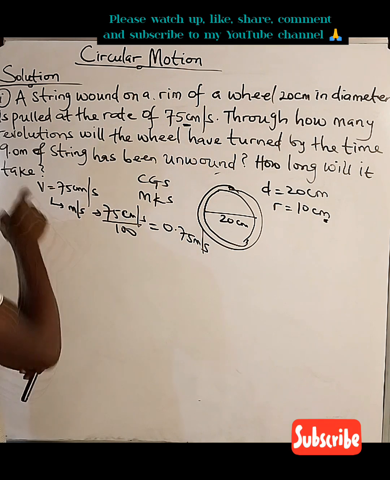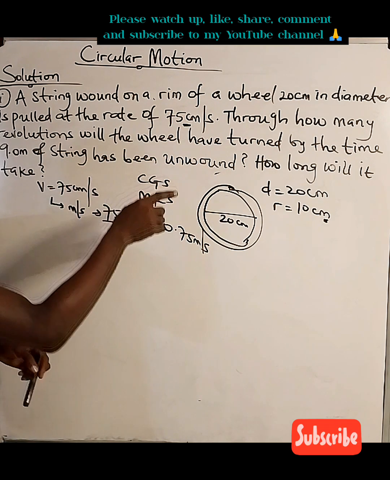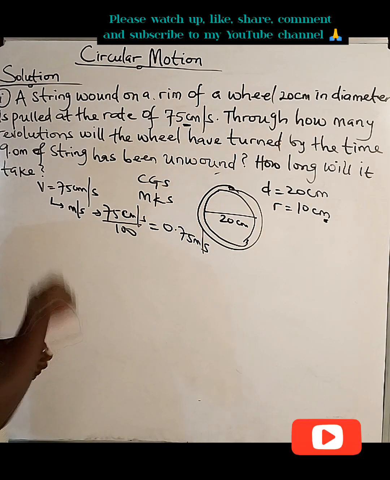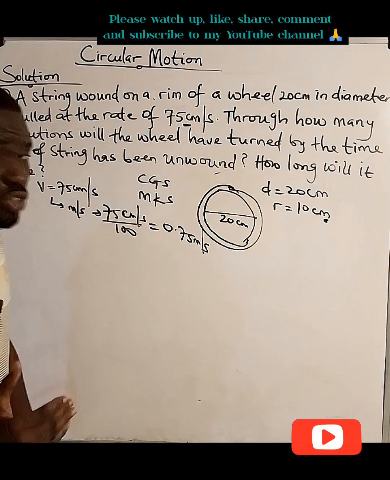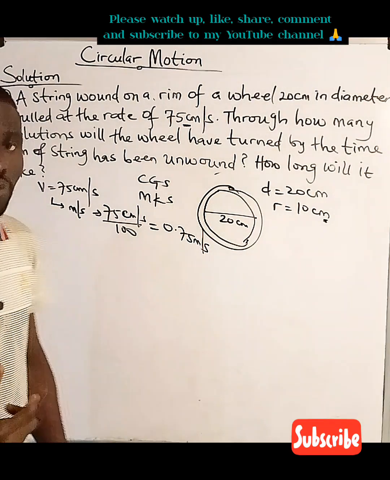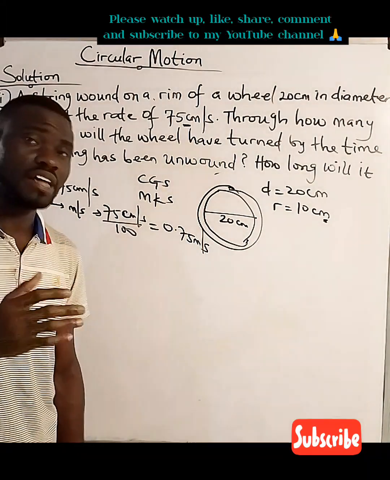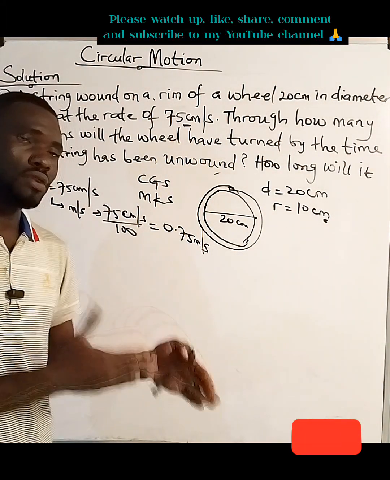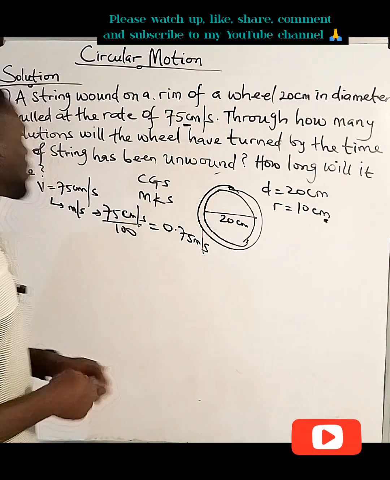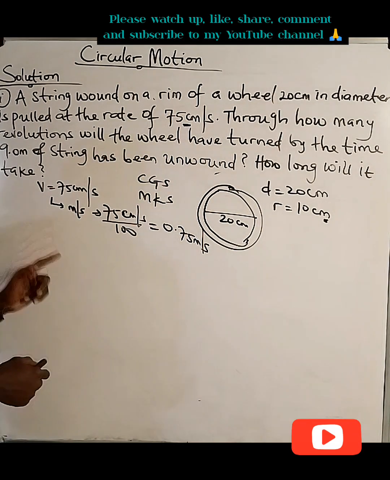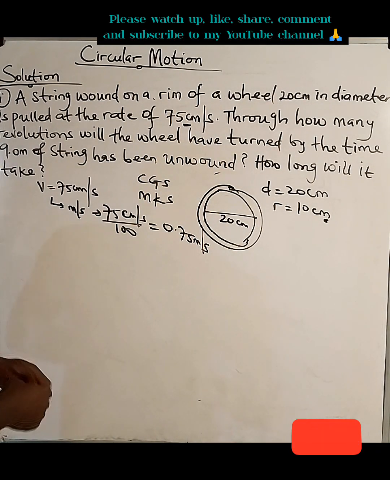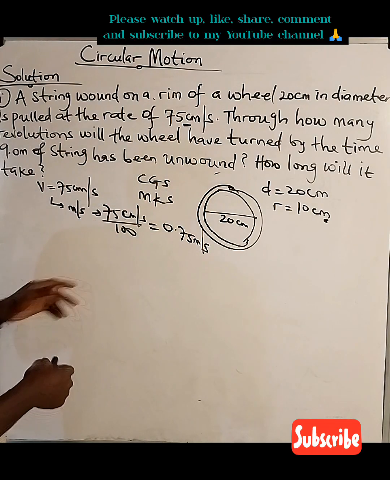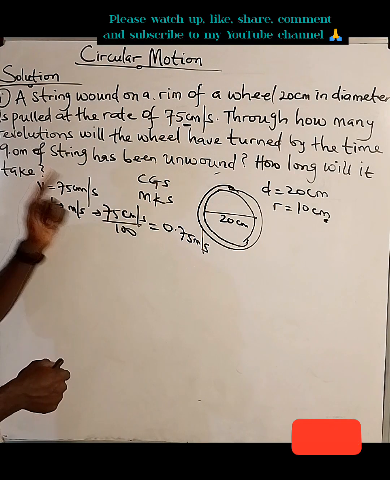So through how many revolutions will the wheel have turned by the time 9 meter of string has been unwound? Now, when we talk about revolutions, we're talking about angular distance. We talked about that already in our previous lesson. Don't forget that for circular motion, we have everything angular and everything linear. So here we have to get the angular distance. That's the revolutions we're talking about.